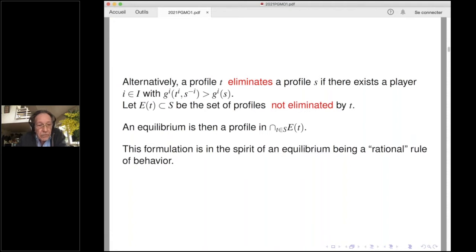So this formulation is in the spirit of an equilibrium being a rational rule of behavior, meaning that it's a profile that is not eliminated by any other profile.